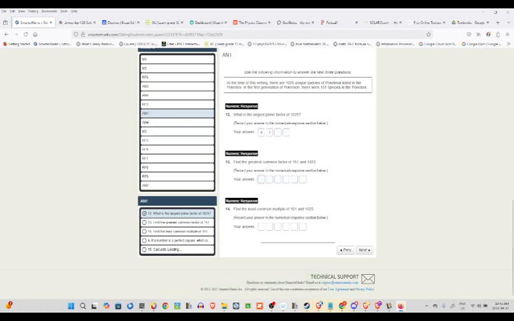Greatest common factor of 151 and 1,025. 151 is not a multiple of 5, nor is it a multiple of 41. 164 is the closest multiple of 41. So they are what we call relatively prime. They have no prime factors in common, so the greatest common factor is 1.